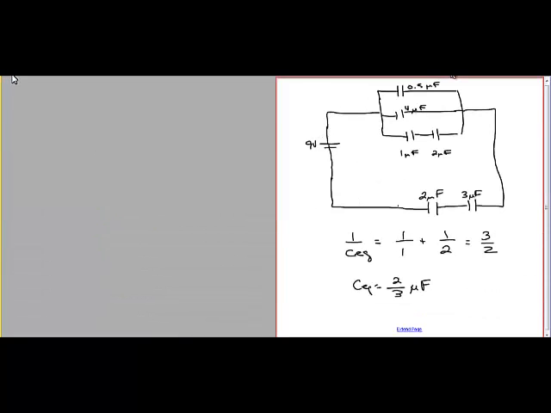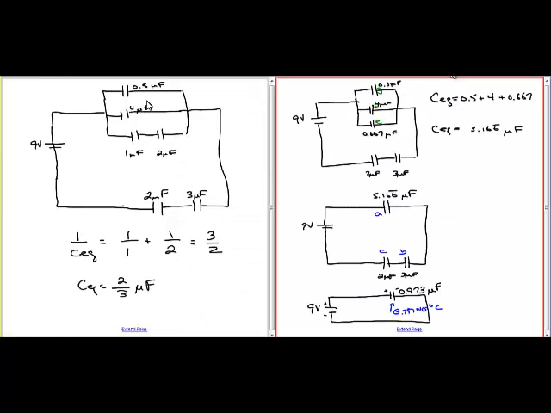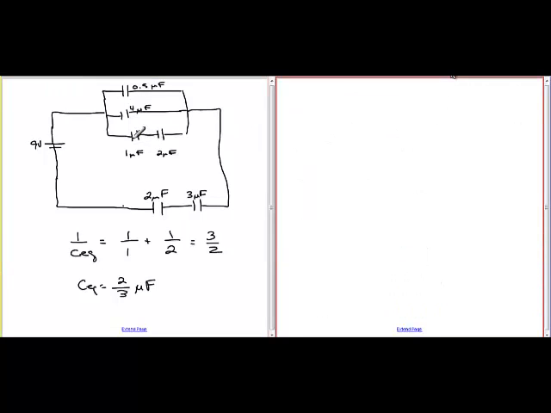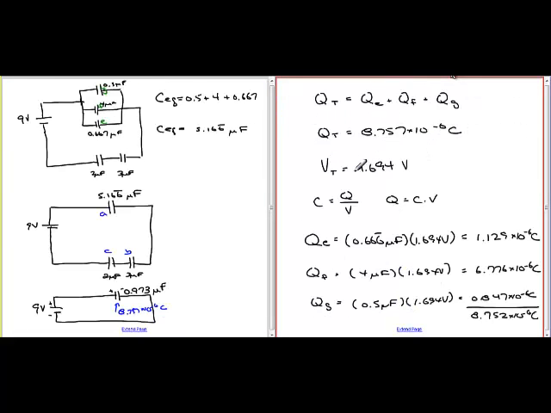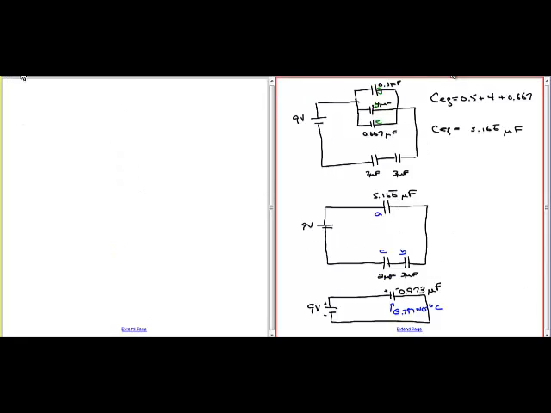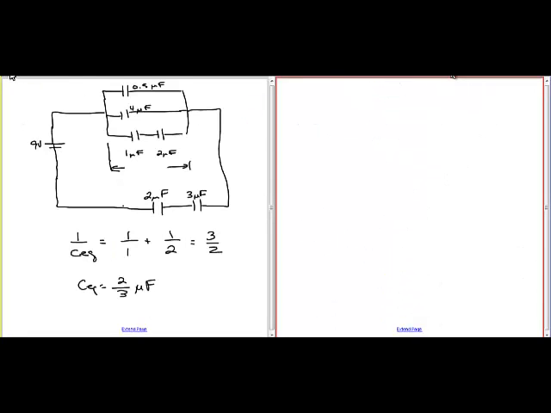So we're going to look at this one. Let me add a page here. What do we know at this point? We have the total voltage across here. If we go back, where's the voltage? 1.694. Okay, so the voltage across here is 1.694 volts.